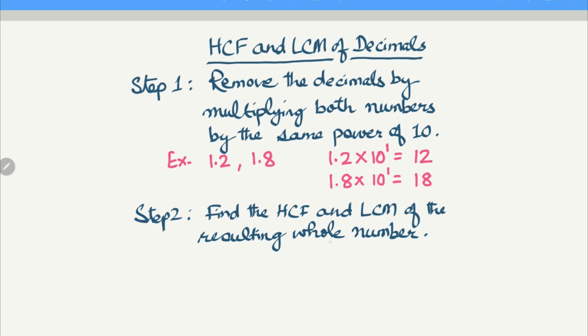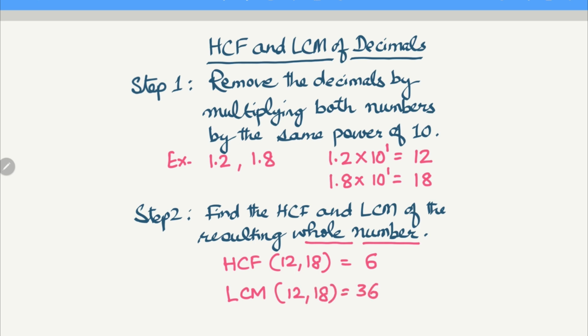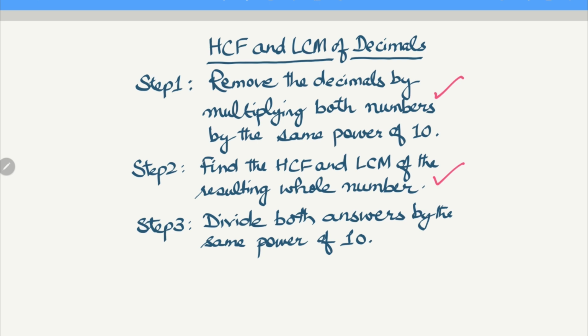Now, since we've got whole numbers, the process of finding the HCF of whole numbers remains the same as we had been doing it earlier. So that would be 12 and 18. And the HCF of 12 and 18 would be 6. LCM of 12 and 18 would be 36. Okay, so we have just identified the HCF and LCM of the whole numbers.